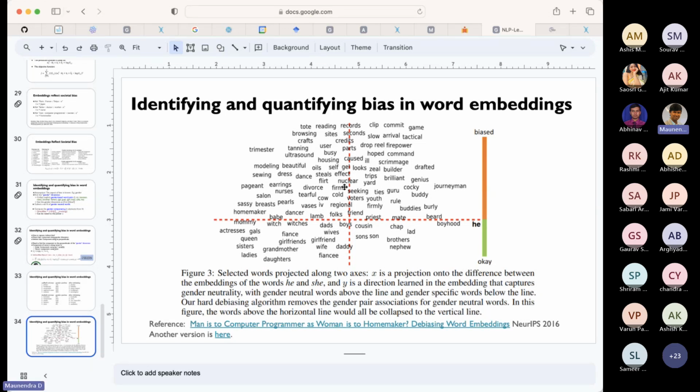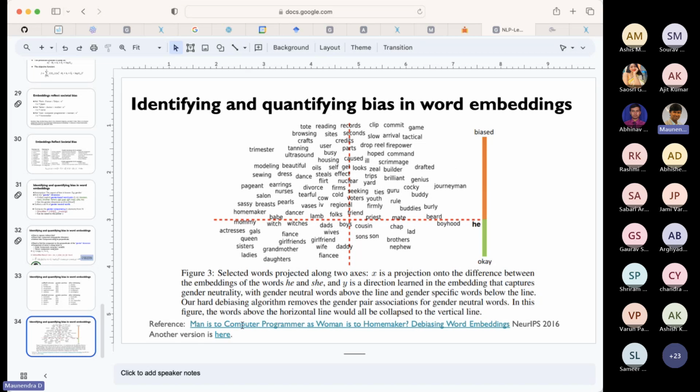Gender neutral words are above the line, gender specific words below the line. Among the gender specific words, some are towards the female gender, like actress, girls, queen, sisters, and the ones towards the masculine gender come here. They are gender specific, so they come below, and it's okay to have this kind of segregation. But if brilliant, genius come towards the he dimension, that is definitely a bias.